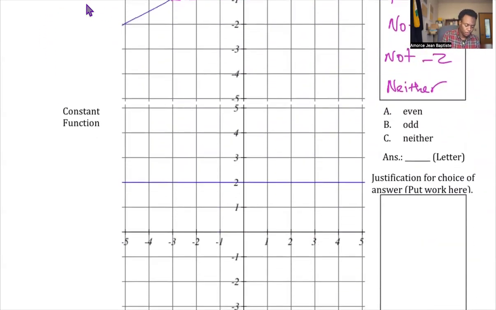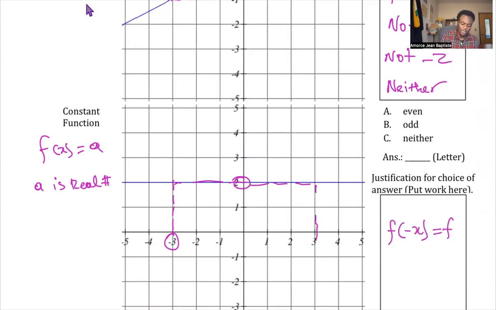Constant. It's f of x equals a, where a is a real number. Let me take x equals negative 3. It's 2, right? X equals positive 3, same. And we can do that for any number. It will be the same. So f of negative x equals f of x. Constant functions are even.